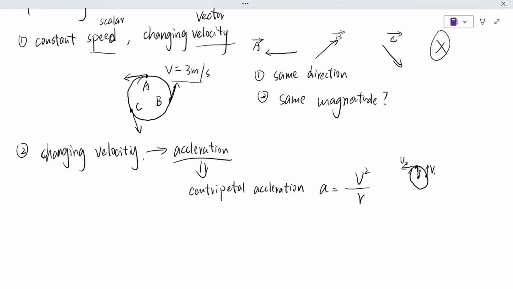Also, one thing that is very important is the centripetal acceleration will always point towards the center of the circle. For example, at this point, the acceleration will point at the center of the circle, which is right here. At this point, it will point at the center. They're all the same.